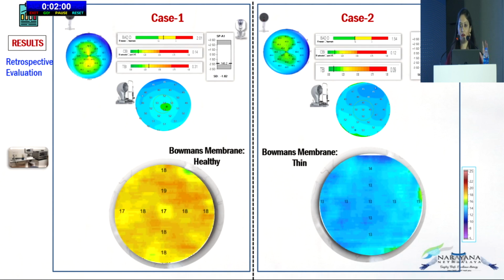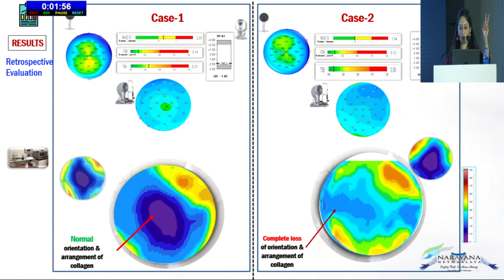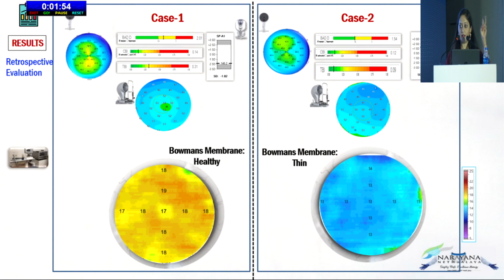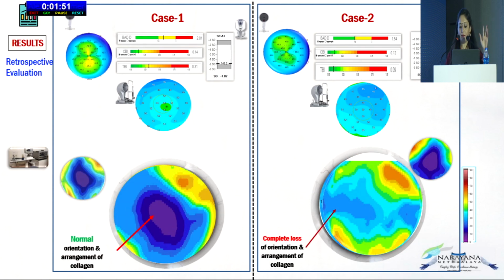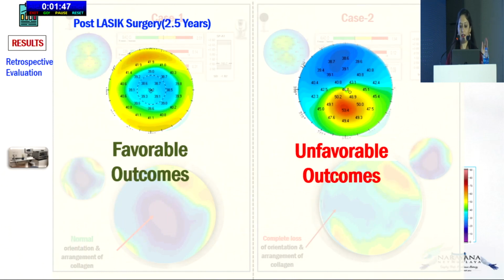Fortunately, we had done a polarization sensitive OCT when we developed this machine for this patient, and on retrospective analysis, we found that the first patient had a healthy Bowman's membrane and a healthy looking collagen distribution. However, the second patient had a thin Bowman's membrane and a complete loss of orientation and arrangement of collagen, which could have probably led to ectasia in this patient.